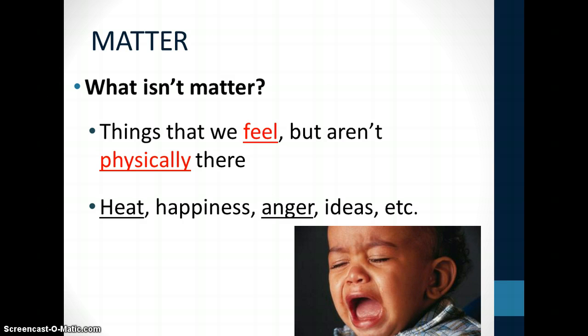Heat, for example, is a tricky one. This is one that people could get confused with sometimes. Heat is a form of energy. So you can feel heat on your skin, but you can't actually take heat in your hands and move it to another place. So that's why it's not matter. And then happiness, anger, and ideas, these are things that are emotions or things that we think of. These are not matter because they don't take up space and they don't have weight or mass.